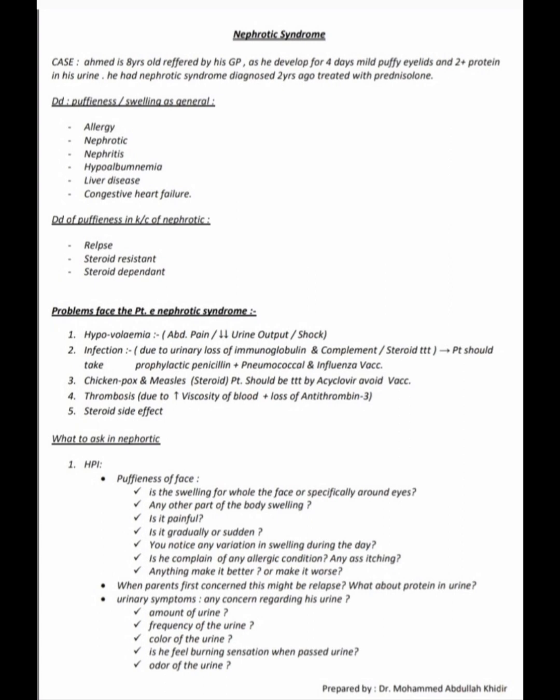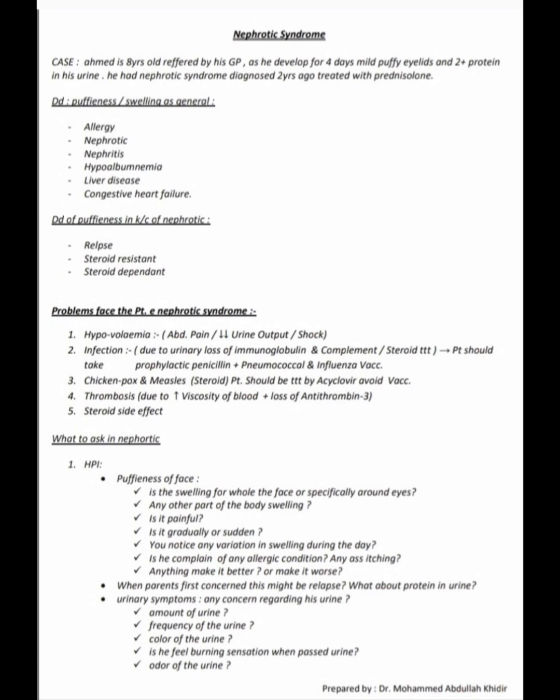Number two is infections. How do infections present? Due to urinary loss of immunoglobulin and complement, or steroid treatment. The patient should take prophylactic penicillin plus pneumococcal and influenza vaccines. Which vaccines does a nephrotic syndrome patient take? Pneumococcal and influenza vaccines. Number three, a nephrotic syndrome patient with chickenpox and measles: a steroid patient should be treated with acyclovir, and avoid vaccines.